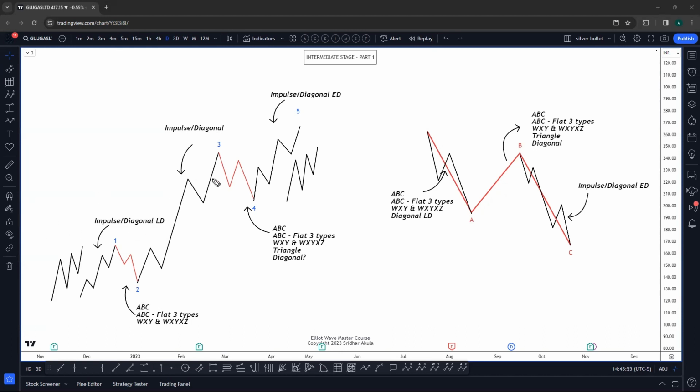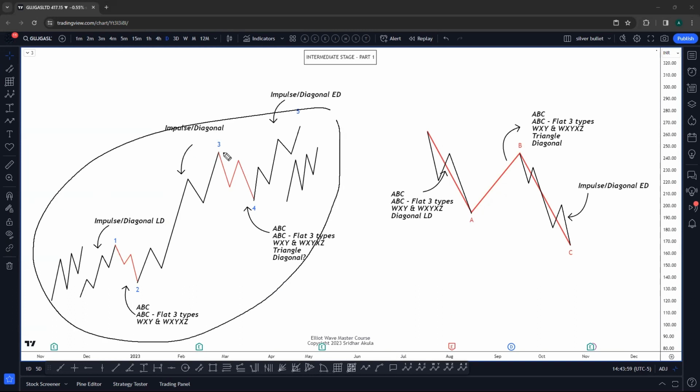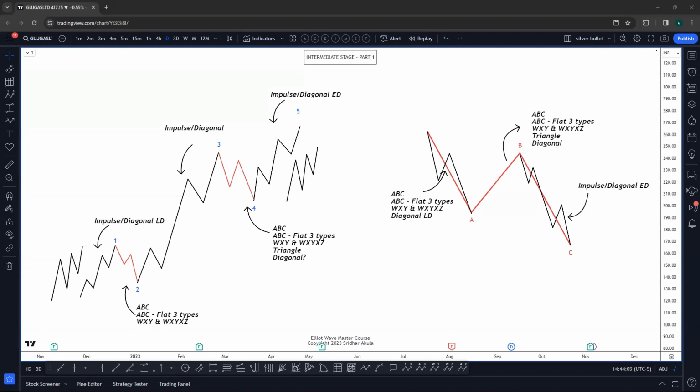if this entire impulse is a diagonal, there's a good chance even wave 3 can make a 3-wave structure. We'll come to that in the diagonals part, when you understand how to calculate diagonals. Now, for you to understand, wave 4 is your ABC flat of 3 types, WXYZ, that's your double zigzag and triple zigzag, and triangle.